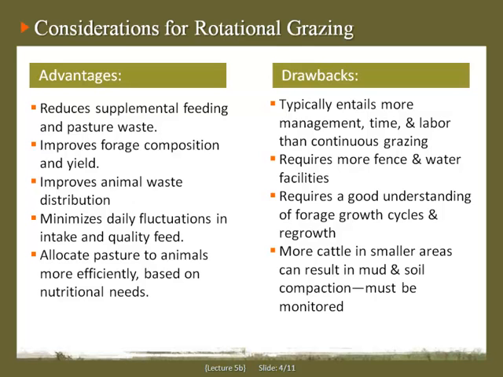It is important to realize that a well-implemented rotational grazing system typically entails more management, time, and labor than continuous grazing. It also requires more fencing and water facilities and requires a good understanding of forage growth cycles and regrowth. With more cattle in smaller areas, rotational grazing can result in mud and soil compaction, so the operation must be monitored more closely.